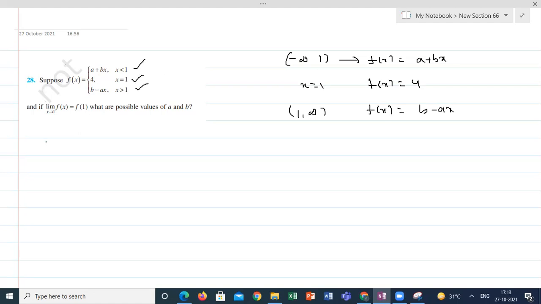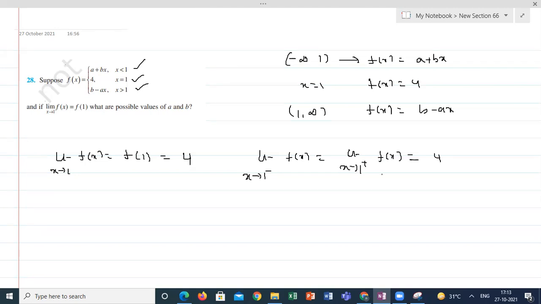He is asking that the limit exists at x tends to 1 and that value is f of 1. Limit x tends to 1 of f of x is equal to f of 1. If x is equal to 1, my function is 4, so f of 1 is equal to 4. This is possible only when limit x tends to 1 minus f of x is equal to limit x tends to 1 plus f of x, which is equal to 4. Then only it is possible.